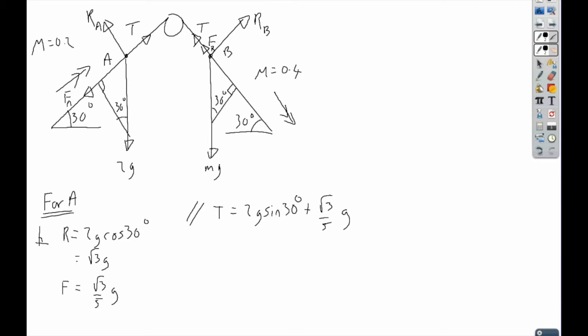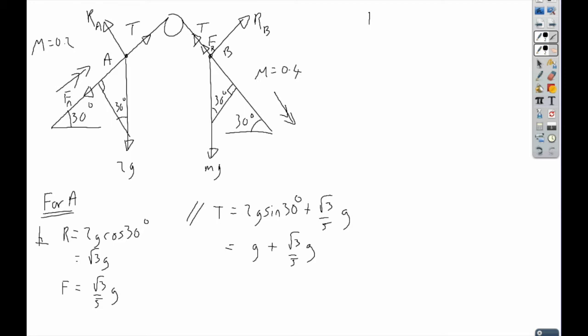So sine 30 is a half, so that's going to be g plus root 3 over 5g. Okay, which you can factorise if you want. I just won't for the moment. So that's what's going on with particle A.